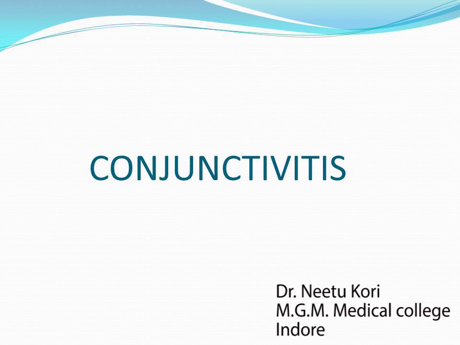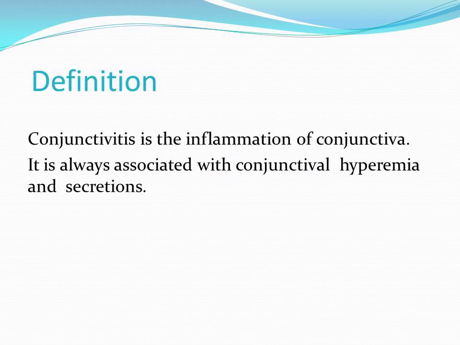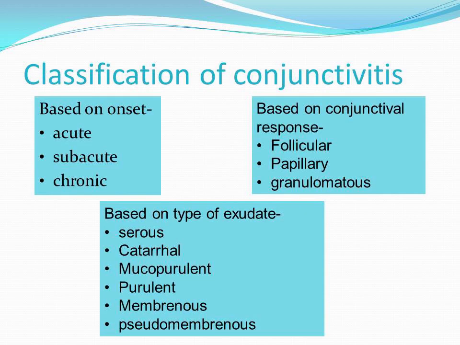What is conjunctivitis? Conjunctivitis is the inflammation of the conjunctiva. It is always associated with conjunctival hyperemia and increased secretions. Secretion may be watery, mucoid, or mucopurulent. Then, the classification of conjunctivitis.